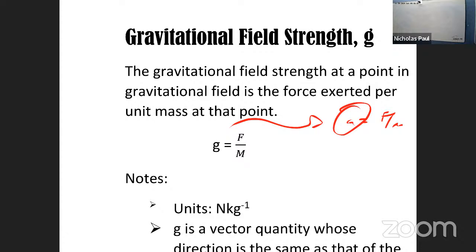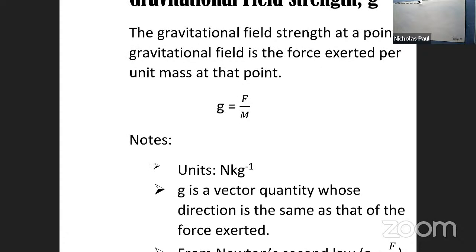So the gravitational field strength at a point in a gravitational field is the force exerted per unit mass, and we know that formula already. The SI unit is newtons per kilogram, or what else? Meters per second squared. What is used to check if this is accurate? Dimensional analysis. Yeah, all right, nice.